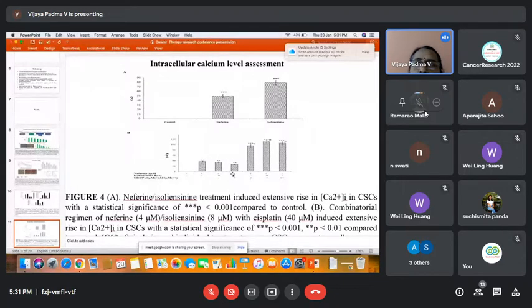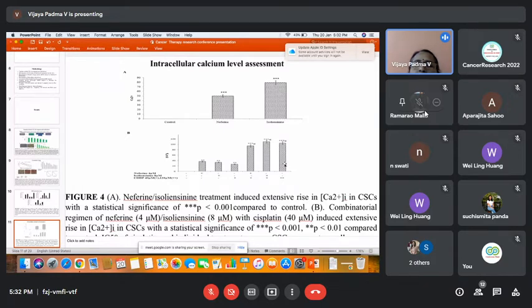So we have shown the individual treatment groups which were used in combination, and then we can see the combinatorial regimen here. This is 4 micromolar neferine and 40 micromolar cisplatin, and then this is for 8 micromolar isoliensinine and 40 micromolar cisplatin. These two were the IC50 doses, no? These combinatorial regimens have shown IC50, meaning 50% cell death. So these doses were chosen, and then this is the IC50 dose of cisplatin alone, that is 120 micromolar. So compared to the IC50 value, the intracellular calcium level is almost on par with the IC50 dose.